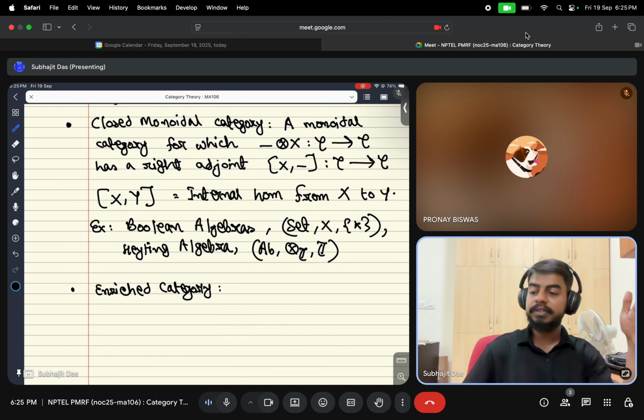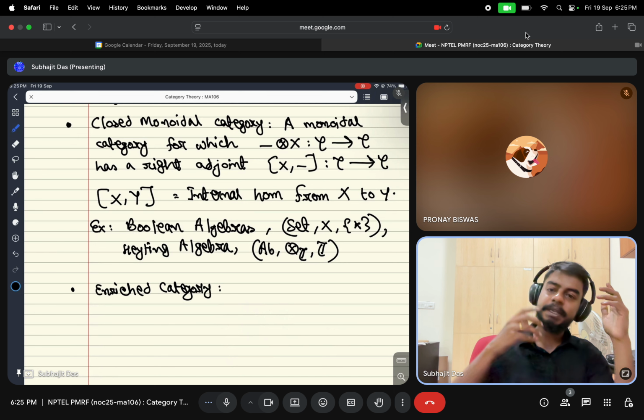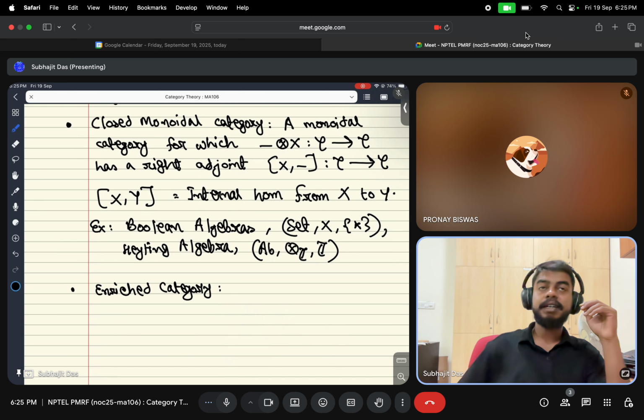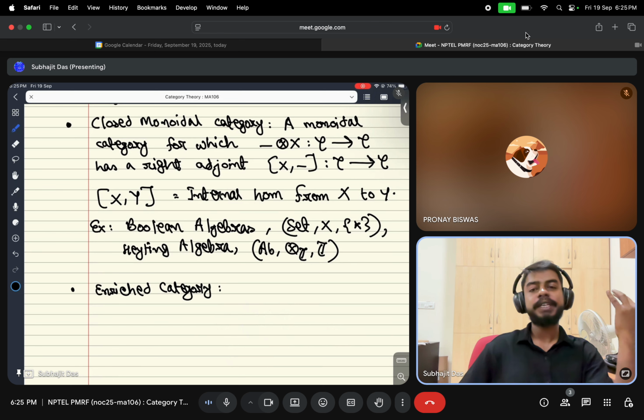So that is why what happens for enriched categories is that, in addition to making an abstraction of objects of the category, which happens for every category, an object in a category is just a primitive notion, an abstract notion. What you also do is make an abstraction of the idea of Hom sets and replace Hom sets by Hom objects in some base category.